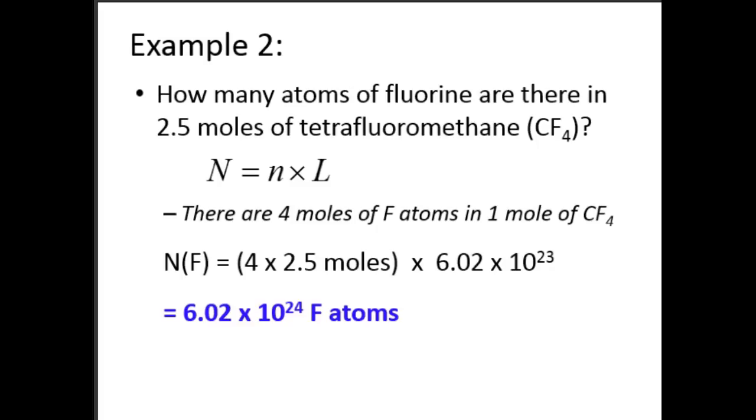Here's another example. How many atoms of fluorine are there in 2.5 moles of tetrafluoromethane? So if we rearrange our mole equation, we get that we could find the number of atoms by multiplying the moles times Avogadro's number, L. So you could say, okay, we have 2.5 moles, and you're going to multiply that by 6.02 times 10 to the 23rd, and that will give you the number of molecules. But they want to know specifically about atoms of fluorine. So now that we have moles of the whole compound, we're going to multiply by 4 because there are 4 fluorine atoms.